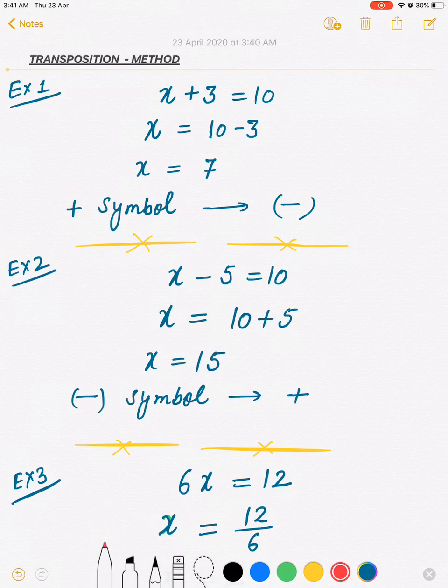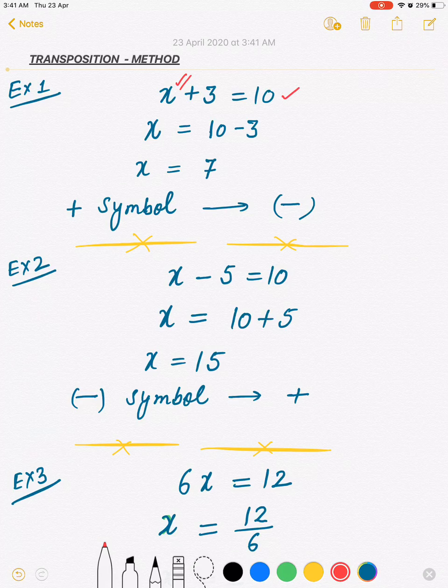In this video, children, we are learning the transposition method of solving linear equations. In yesterday's class, we learnt about linear equations. What is a linear equation? An equation in which the variable's power is 1. That equation is called a linear equation.